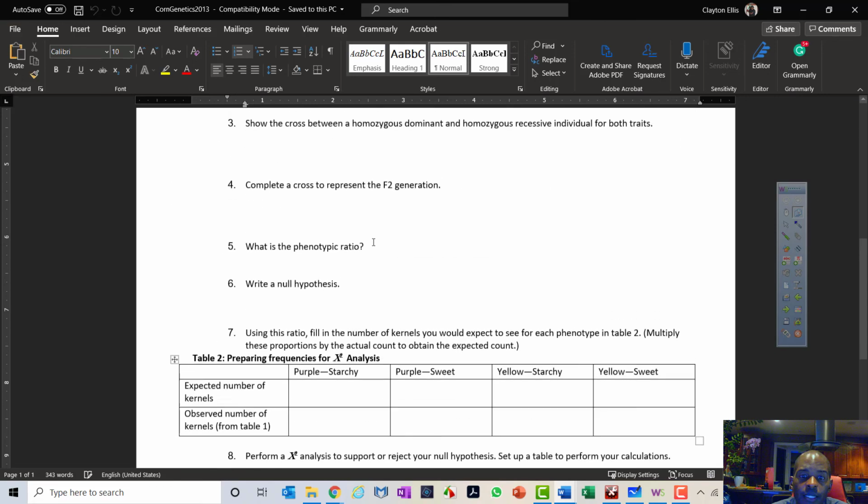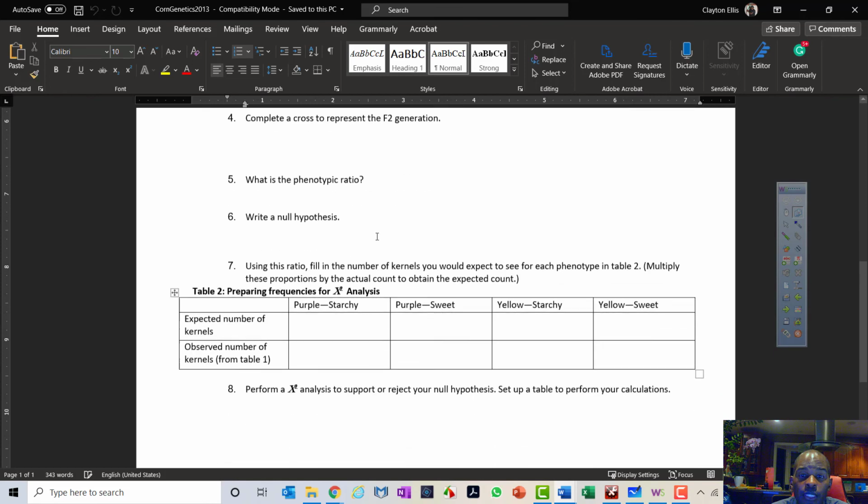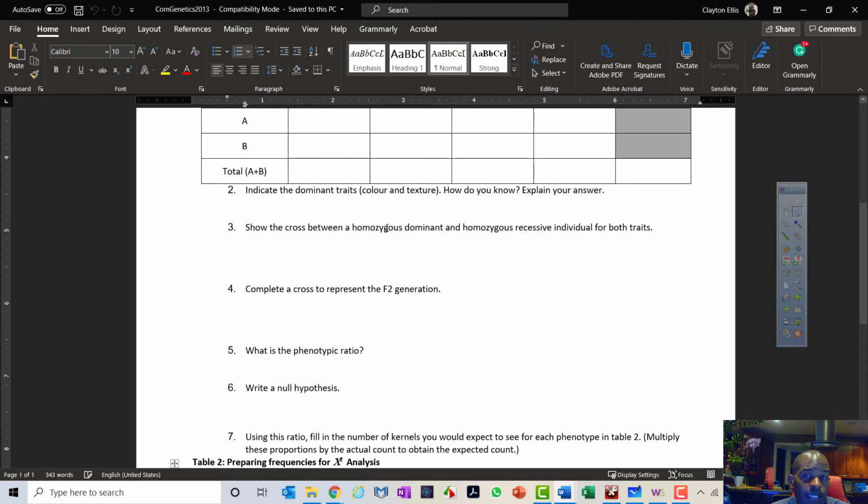Okay, so there'll be a Dropbox where you can put the corn genetics lab. I'll take a look at it. Again, this is completely optional. You don't have to do this. You can skip over it if you're not happy with the math, if you're uncomfortable with the statistical analysis, then just leave it as a gap in your learning.